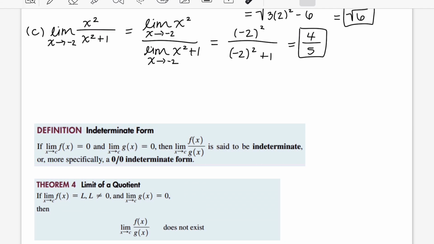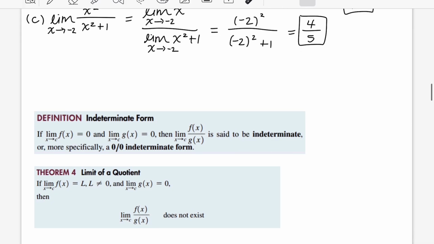Okay, so something else I did want to bring up is indeterminate form. So if we had a rational function here, and the limit of our f of x is equal to 0 and the limit of our g of x is equal to 0, we have what's called indeterminate form. So pretty much just 0 over 0. And this is important and will come up in a bit.